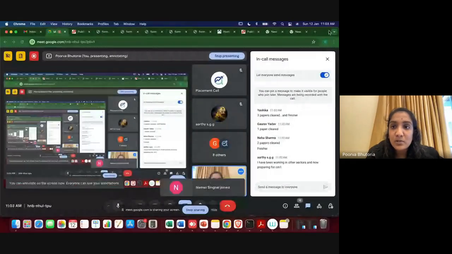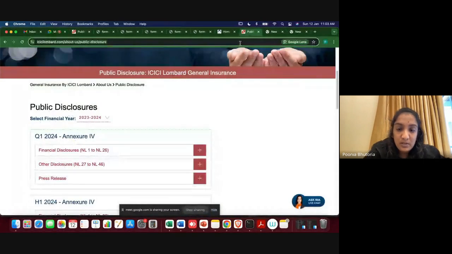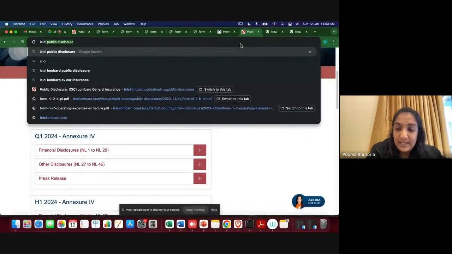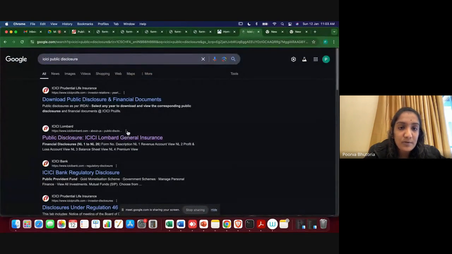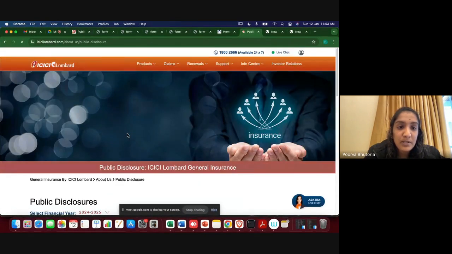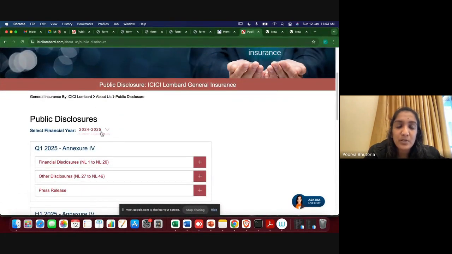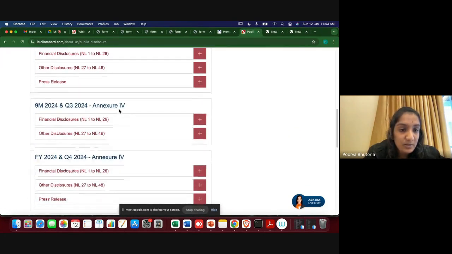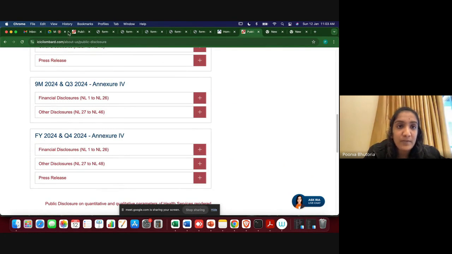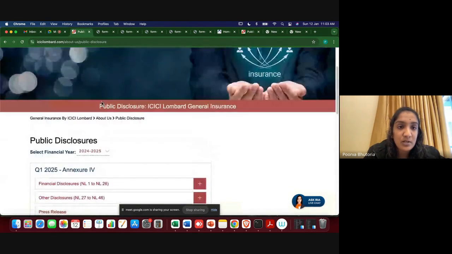All right, so you search for ICICI Public Disclosures. The first link that you get, Public Disclosure. For today, we are going to be discussing 23-24 annual year FY 24-25. This is how you get to this page.